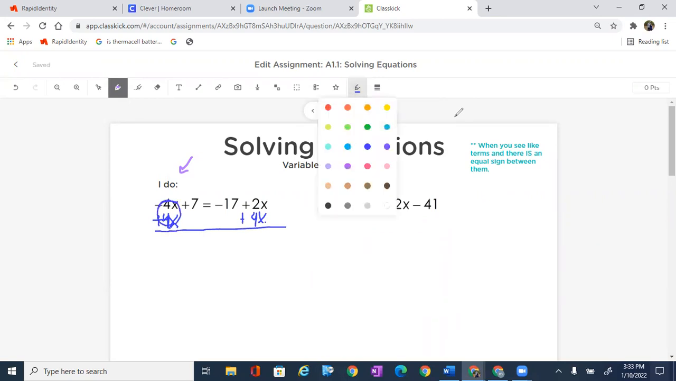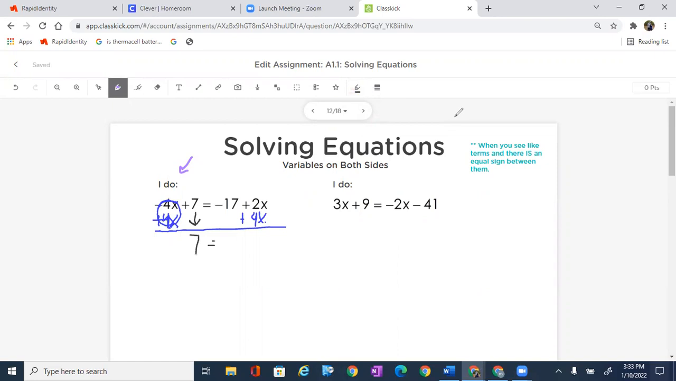I'm then going to go ahead and bring down the 7, because there's nothing underneath there. I'm going to write equals negative 17. And once again, same idea, there's nothing under there. And then what I'm going to do is combine these two. So it says 2x plus 4x. Well, if I have 2 x's and I'm adding 4 x's, that gives me a total of 6x.